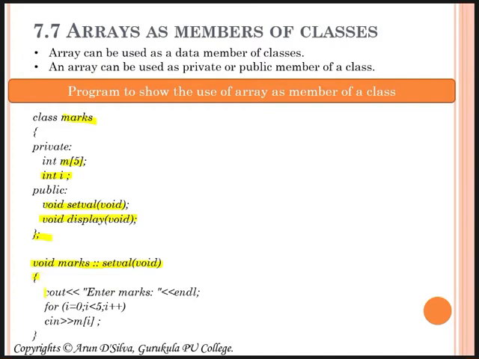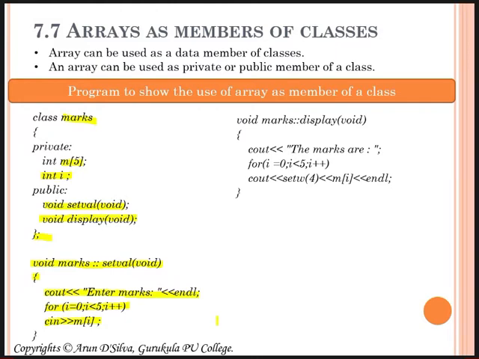Now I displayed the message saying enter the marks, and I've used a for loop, i equal to 0, i less than 5, i plus plus. So this for loop repeats 5 times. Each time I've used m of i. So m0 it will read, m1 it will read, m2, m3, m4. So 5 elements it will read.